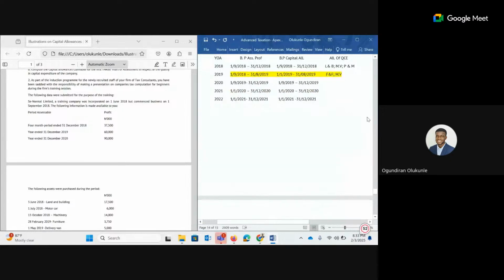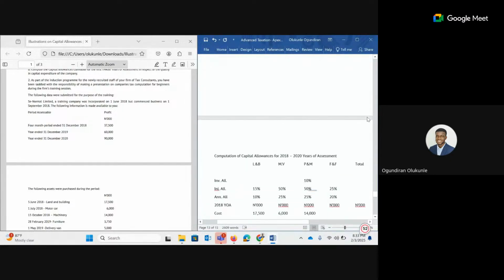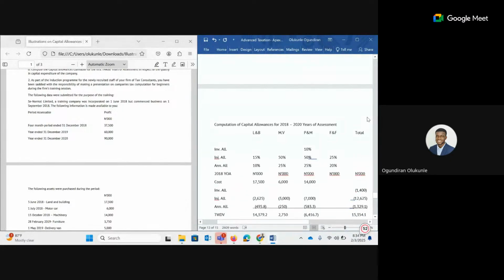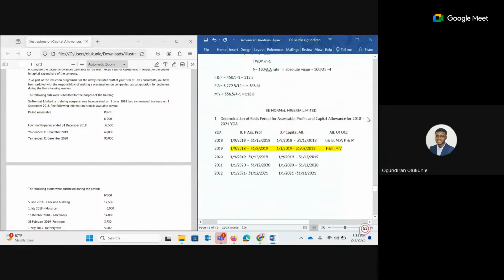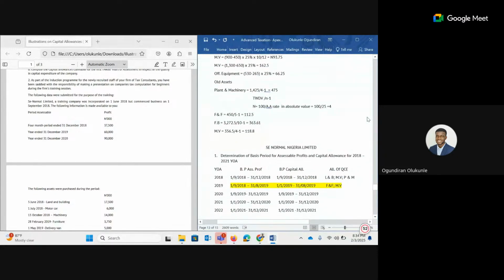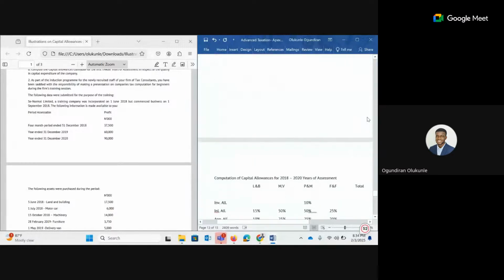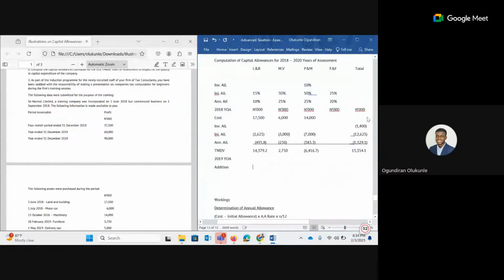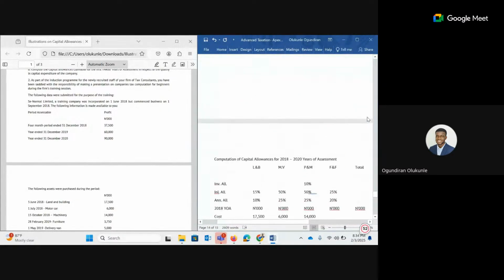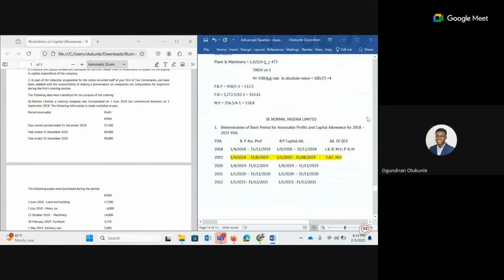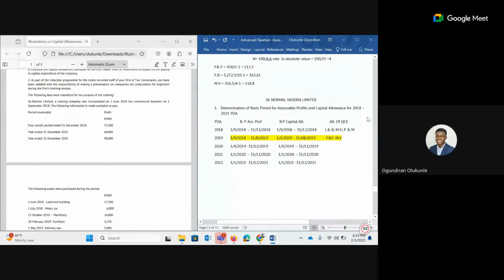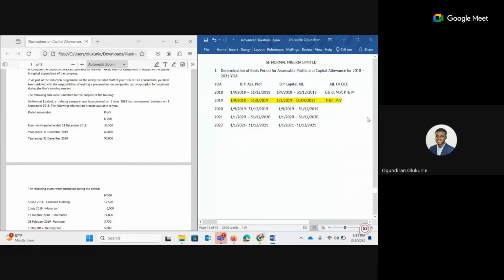So if you check the additional assets that were bought, you notice that I'm getting slow. I'm slow when I'm treating capital allowance and basis period. I'll be very fast in my subsequent classes. But please, if you don't understand basis period and capital allowance, I'm just wondering how you are going to cope with your number 1 question in the exam.